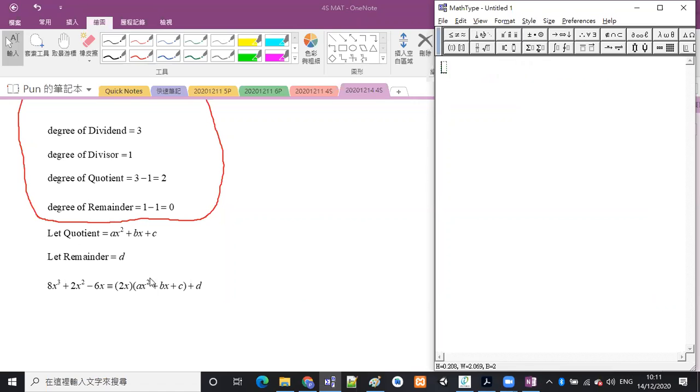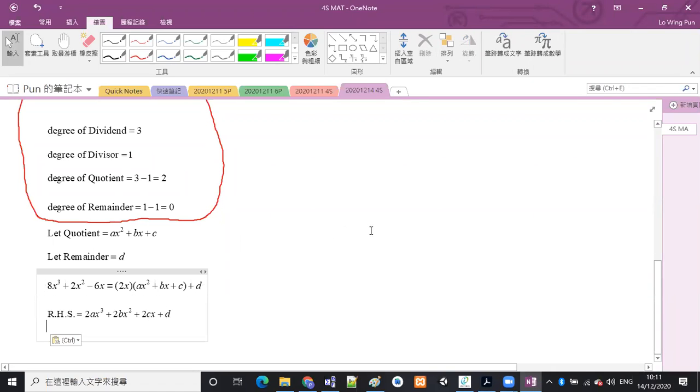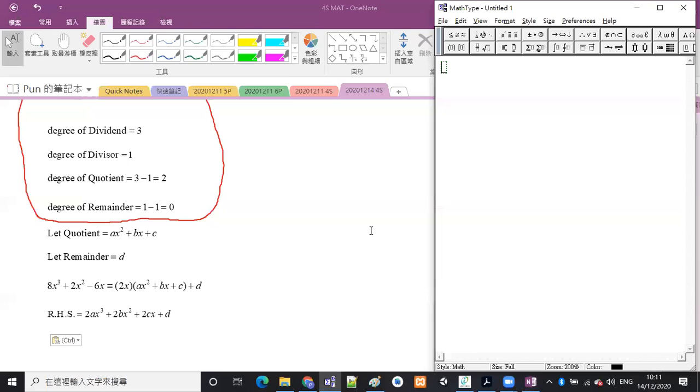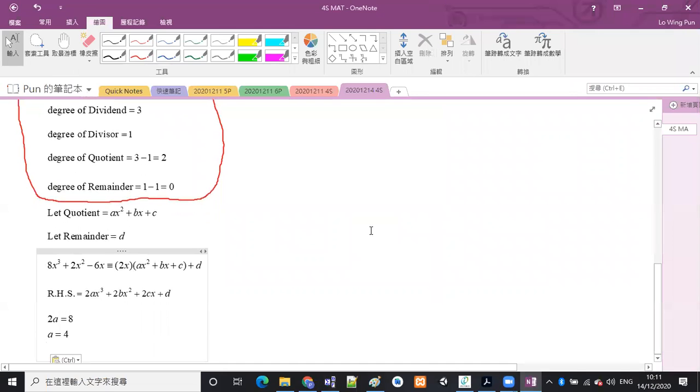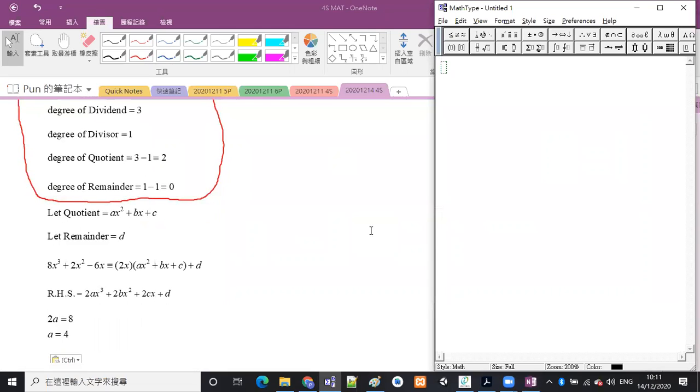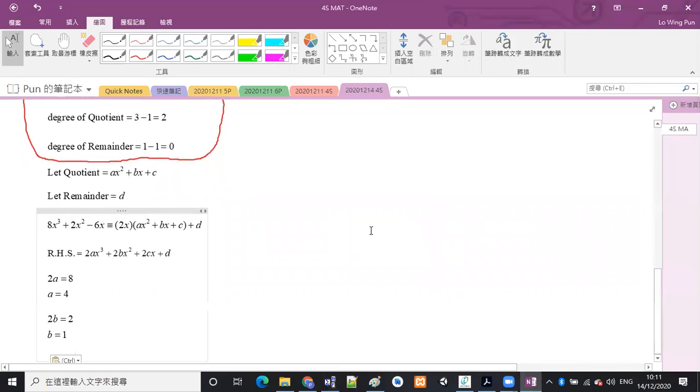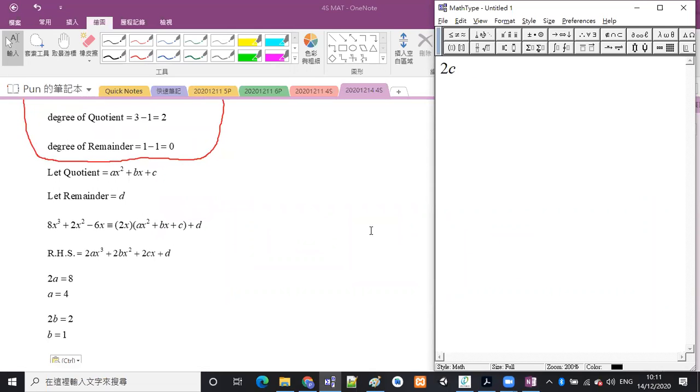Okay, and then when we compare the left-hand side and right-hand side, the coefficient of like terms, the 2ax cubed is equal to 8, right? And then we can finally find the value of a is equal to 4. Okay, and then for the x squared term, we have 2bx squared equal to 2. So b is equal to 1. And then for the x term, we have 2cx is equal to negative 6x. Okay, so c is equal to negative 3.